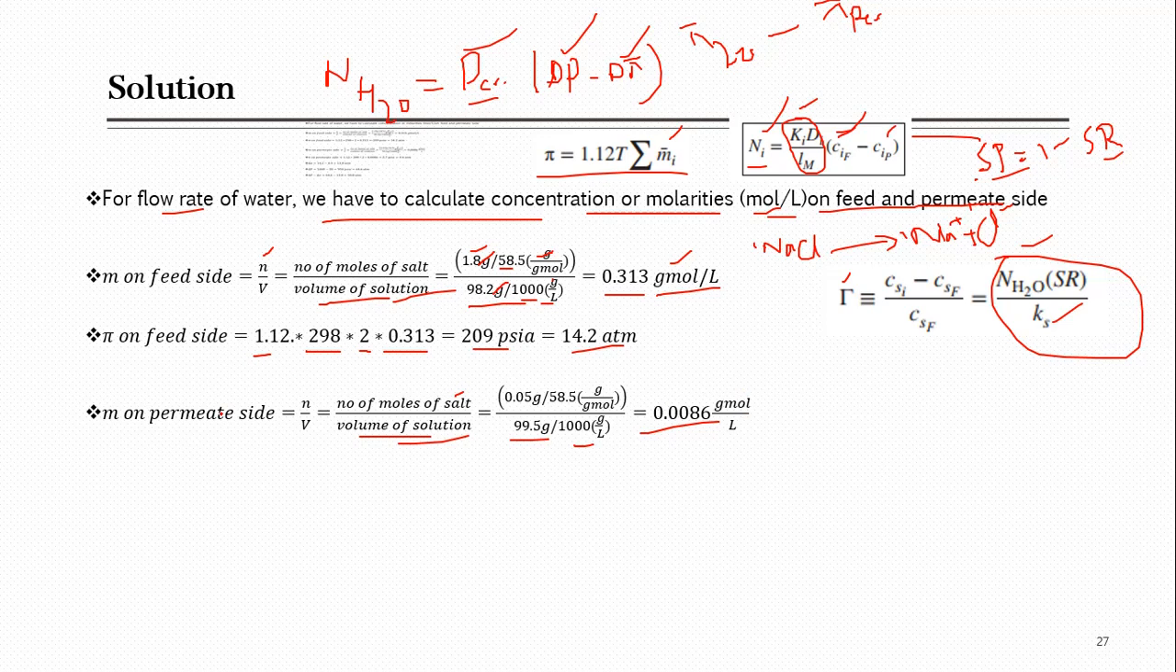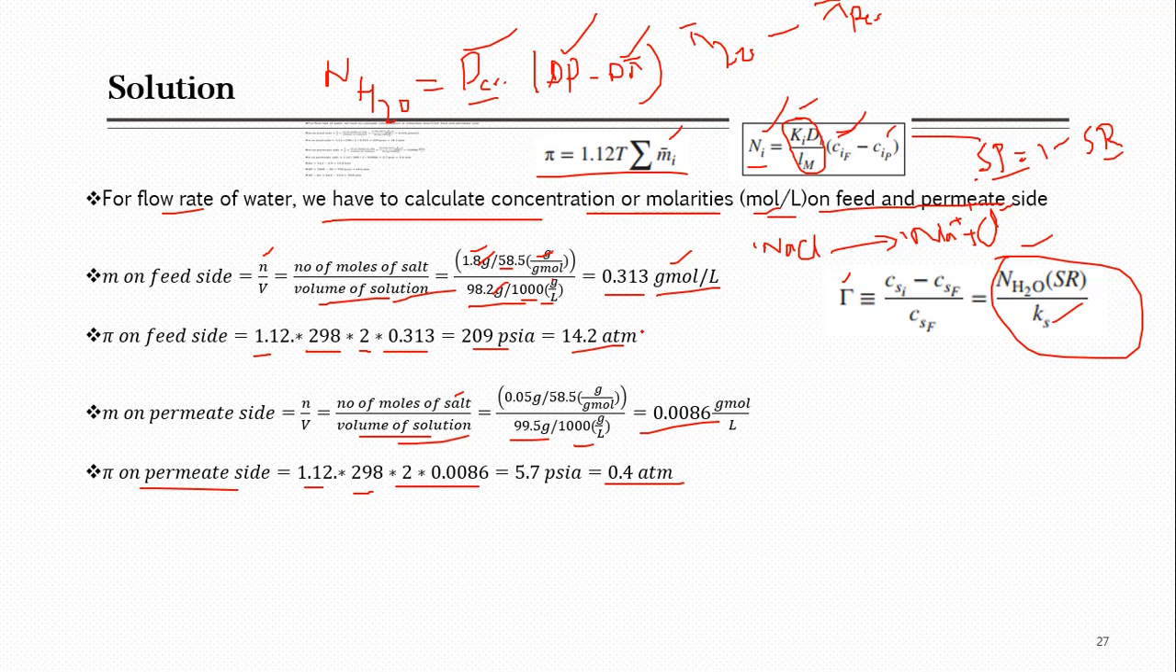The same process. Again on this side you have to calculate the permeate side pi, because finally you have to calculate delta pi. So it will be equal to 1.12 multiplied by 298. The mean temperature was the same, if you remember from the given data, it was 25 degrees C on both sides of the membrane. So multiply by, again here NaCl is dissolved into Na and Cl, so it is 2 times this molarity of NaCl. So that's 5.7 psia, or equal to 0.4 atmospheric pressure.